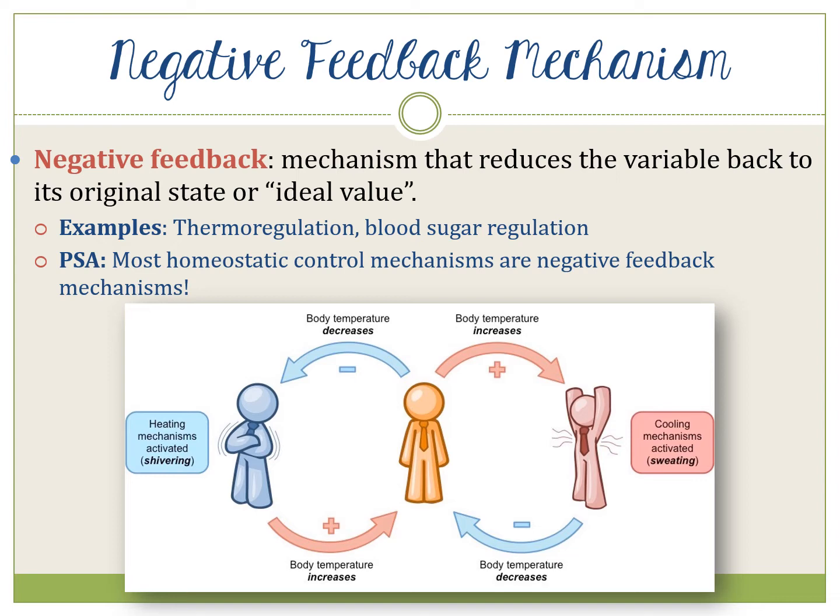So an example of this is thermoregulation or blood sugar regulation. And in the image down here, I'm showing thermoregulation, where we see a body temperature decrease or a body temperature increase. And we are working to ensure that our body temperature gets back to that normal value or that set value. So PSA, most of our homeostatic control mechanisms are actually negative feedback mechanisms. So most of them are working to get things back to normal, back to how we want them to be as far as that set point value.